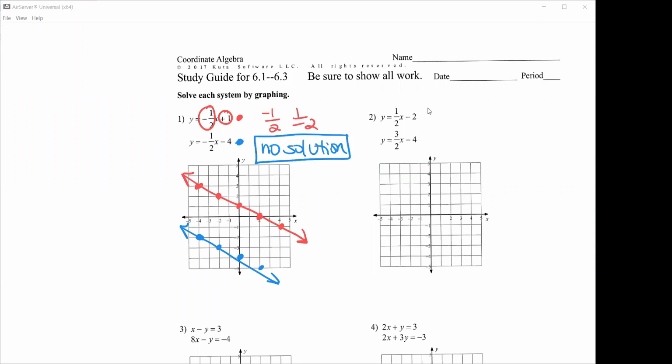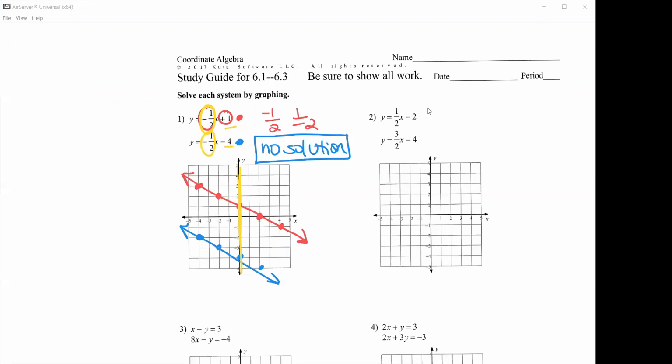Now, I also knew this was going to happen before I even graphed, because I saw that they have the same slope and they have different y-intercepts. Because they're starting at different places, but they're changing at the same rate, they're never going to cross or touch. So I knew that they were going to be parallel.